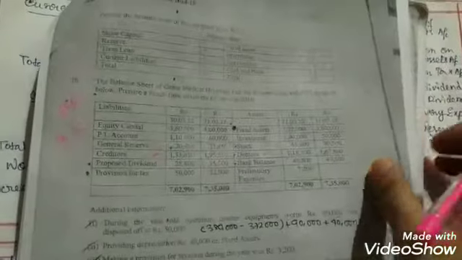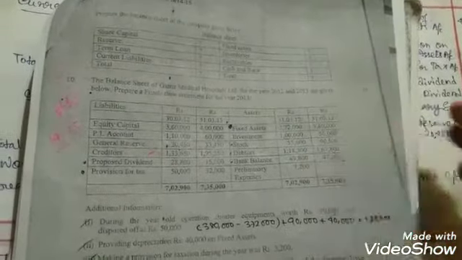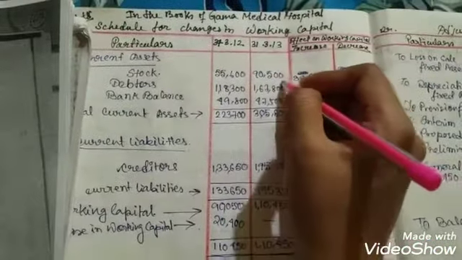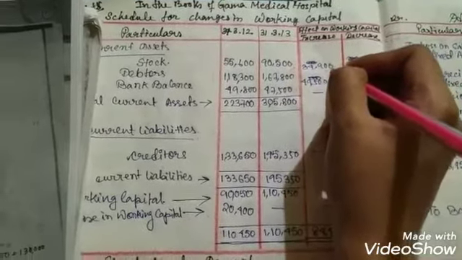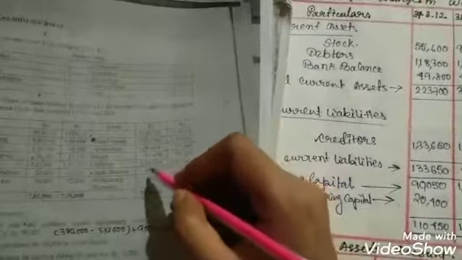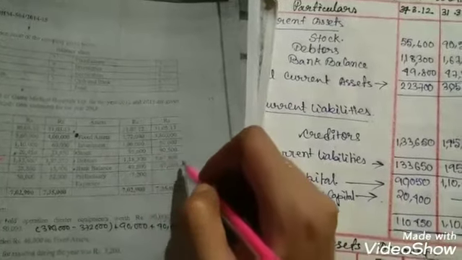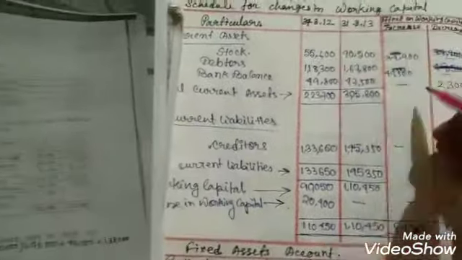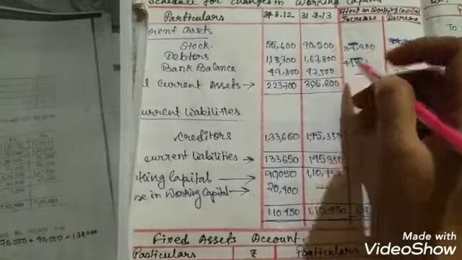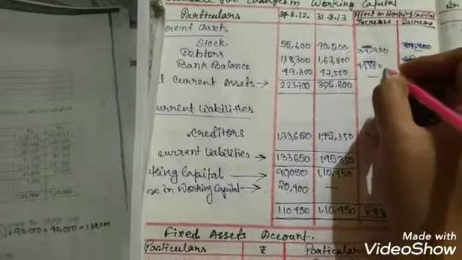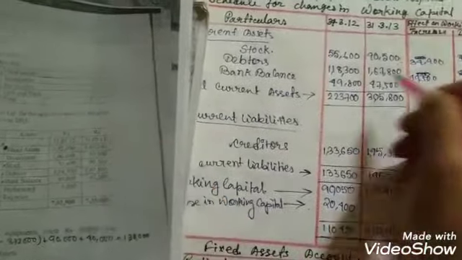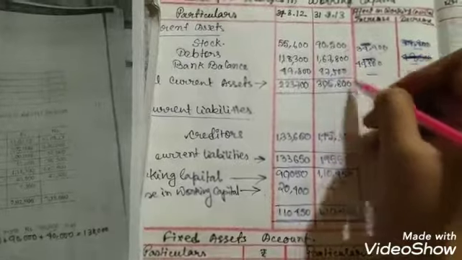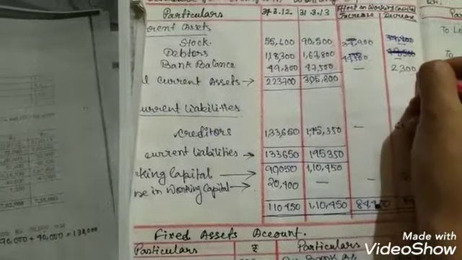Stock is 55,600 and 90,500. So increasing, write in increase column 34,900. Debtors is 1,18,300 and 1,67,800. So it is increasing, so the increasing amount is 49,500. Bank balance 49,800 and 47,500 written here, and it is decreasing, so it's written in decreasing column.